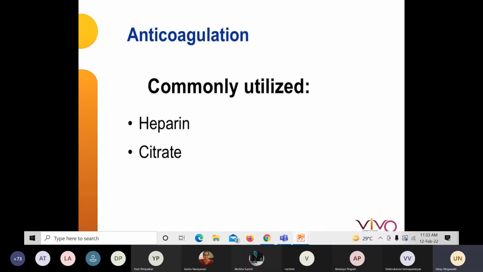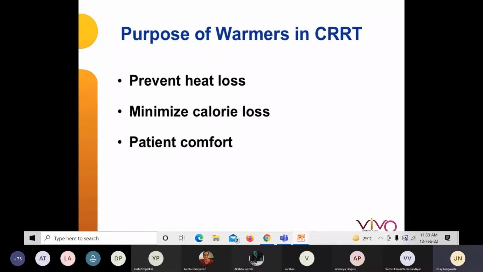For anticoagulation, mainly heparin or citrate is used. Trisodium citrate can be used as an anticoagulant, but mainly heparin is used. But in CRRT we have the other option of citrate anticoagulation. The purpose of warmers in CRRT: it prevents heat loss, minimizes calorie loss, and patient comfort is possible by using the heaters in CRRT.